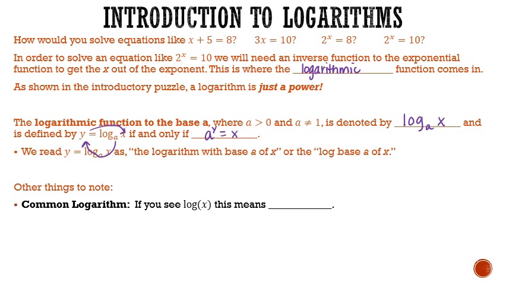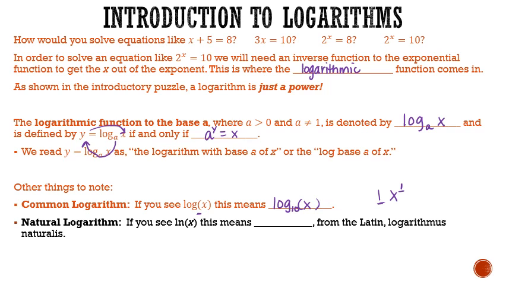Some other things to note. So the common logarithm, if you ever see log of x, notice there's no base written here. That actually means log base 10 of x. It occurs so often that we don't end up writing base 10. So if you ever see just a logarithm without a base written there, just know that that means it's base 10. Just like when we see x, that means 1x. We just don't write that 1 because that occurs so often. And again, this is x to the first power, but we don't write that first power. But we know that it's there, it's implied.